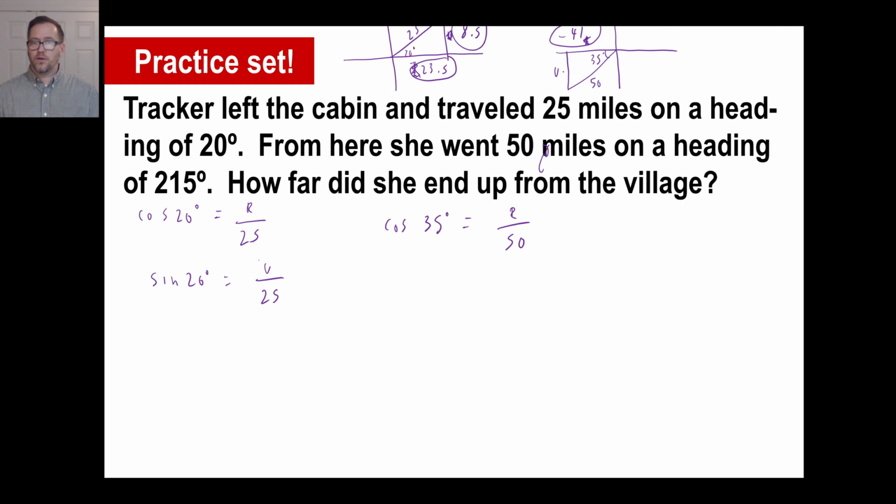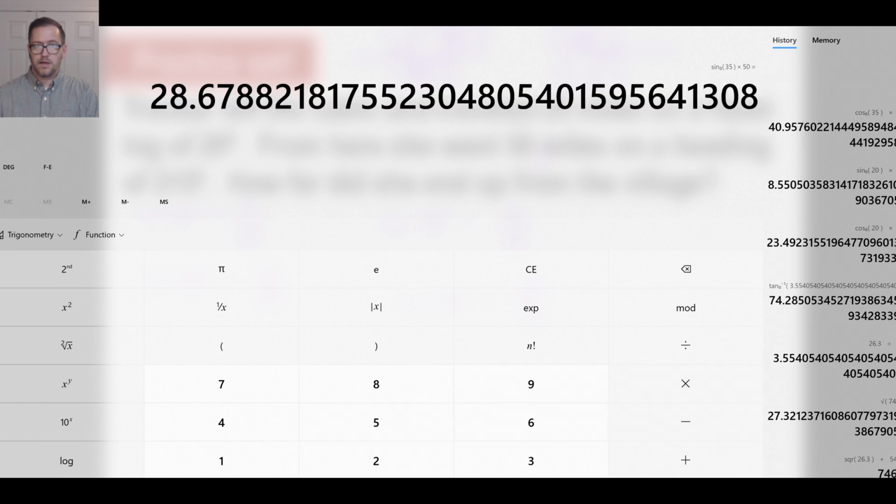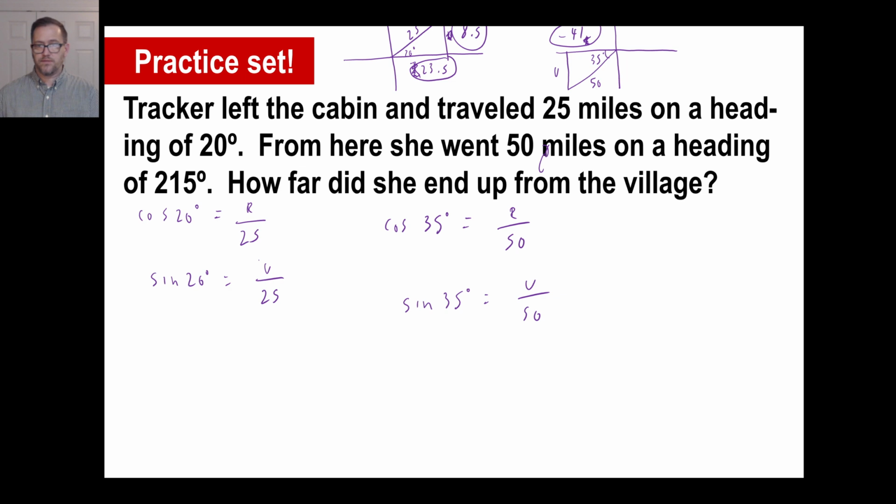All right, here's our U. We'll go ahead and use sine of 35 degrees equals U over 50. Sine of 35 degrees will be 35, and then sine, and then there you go. And we're going to multiply that by 50. And we're going to get 28.7. And don't forget, that will be negative 28.7 since it is going down on the y-axis.